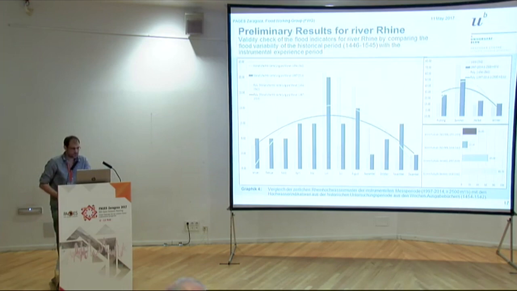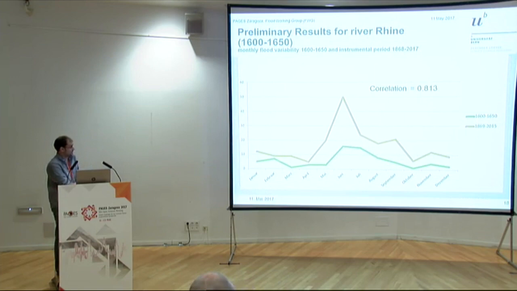I was quite sure that this is good flood information, but then I wanted to check at the beginning, when we only had this period here, 1446 to 1545, so only 9 years of the accounting books. I wanted to check whether this is a good indicator of a flood or not, and then I compared it to the instrumental period, the seasonality of this, the monthly distribution of these flood events. And this is very similar, especially if you look at the seasonal distribution.